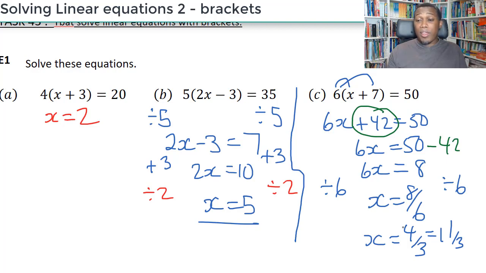0.3 recurring. In other words, if you wanted to write this answer as a decimal, it will be 1.3 with a little dot on the 3 indicating that the 3 is recurring, it's repeating. That's what you'll need to do.